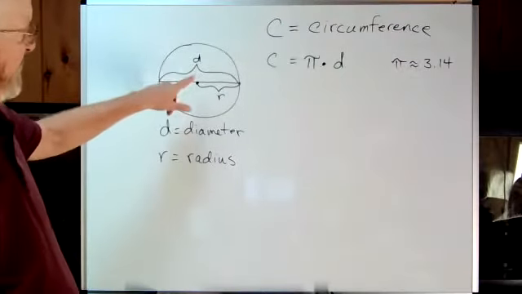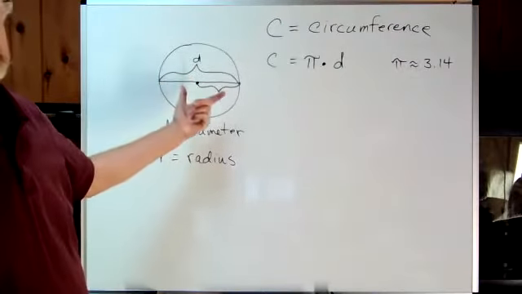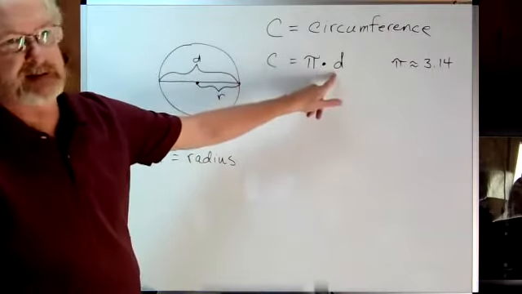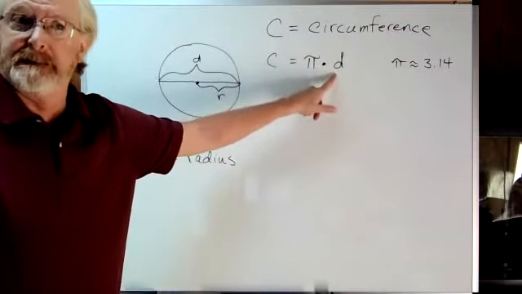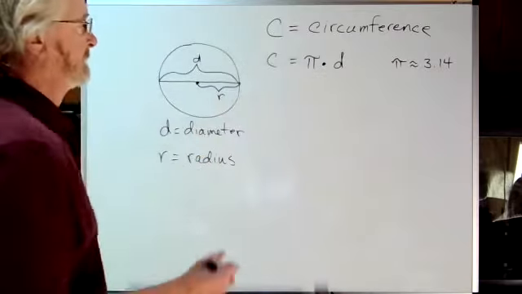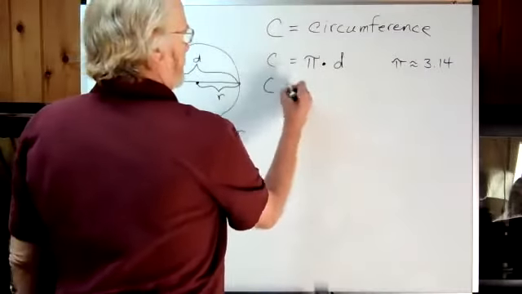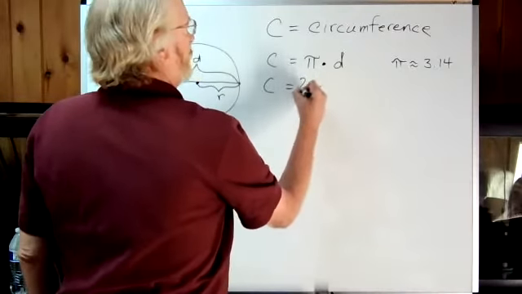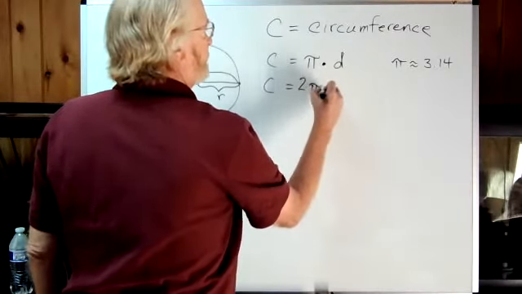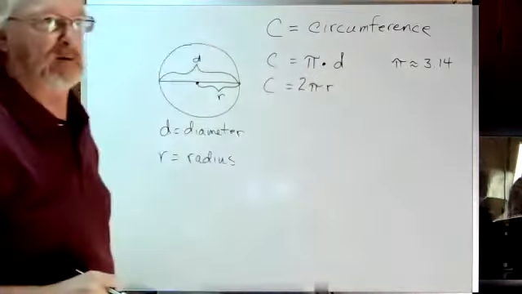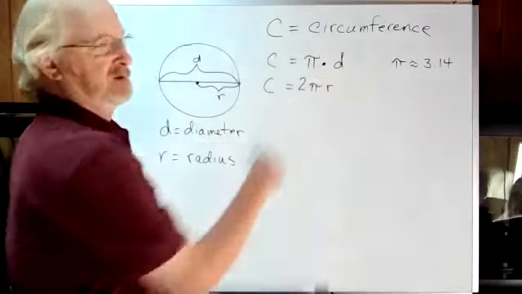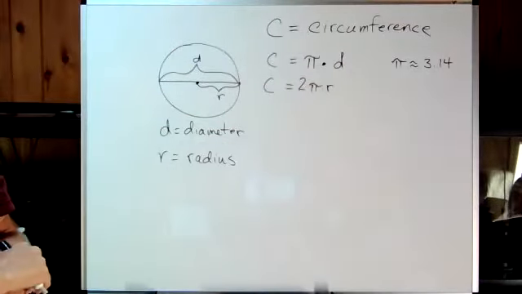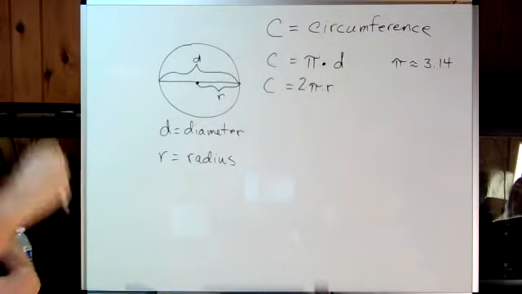Notice also the diameter is twice the radius. So I could replace the D. If I know the radius, I'm going to have to double it. So another version is pi times twice the radius. And you usually see it in that order, 2 pi r, the way that formula is usually presented. But the 2 times the r is the diameter. So these really are doing the same thing, depending on what number you have to start with.